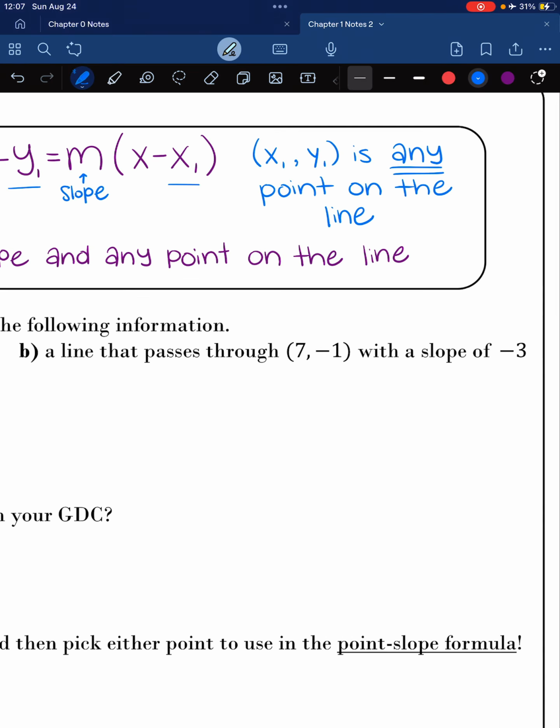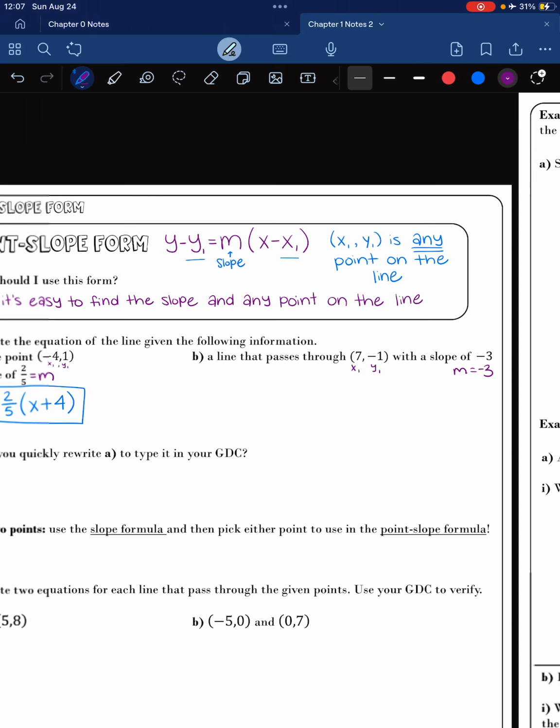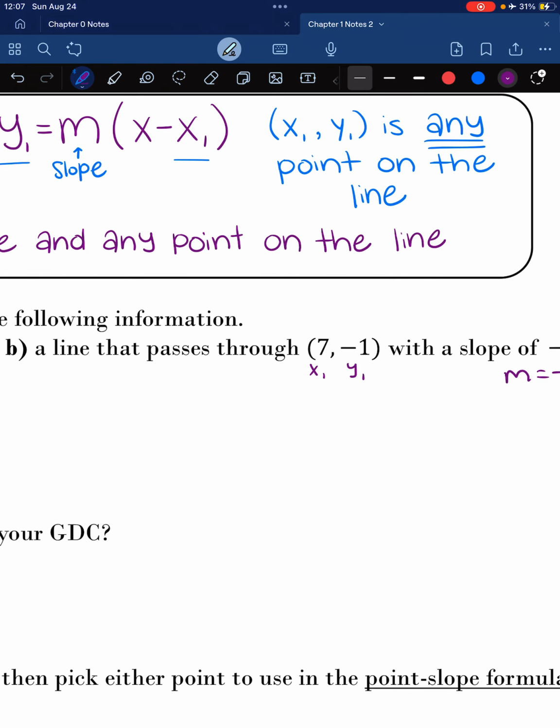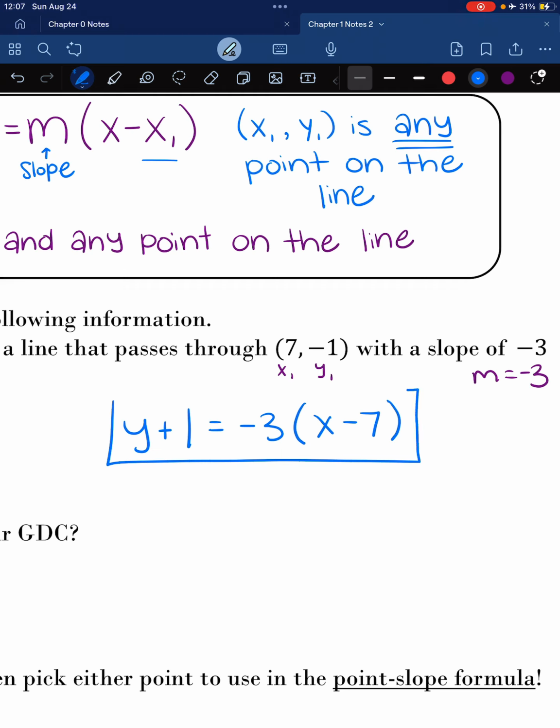Okay, so let's look at B. We have a line that passes through a point. That's going to be my x1, y1, and a slope of negative 3. Okay, so I can go ahead and plug that into my equation of line. Y minus y1 equals m times x minus x1. Done.